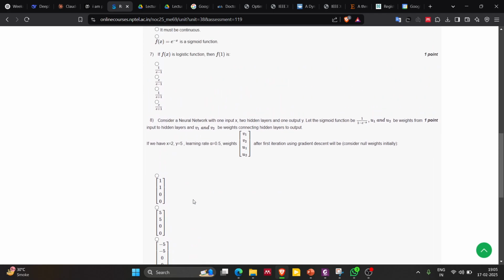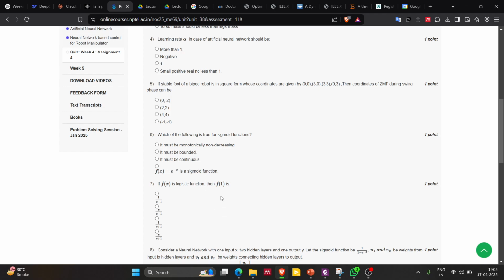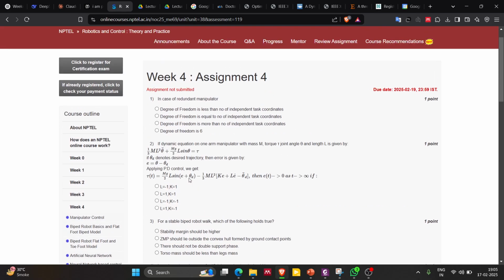I will solve one problem related to the neural network one. If f(x) is a logistic function, you can easily solve this by putting in the values of x. Regarding this problem, the dynamic equation of a one arm manipulator with mass and torque is given. They have given PD control, and they want to know which value will satisfy the equation. So you can easily get this answer.